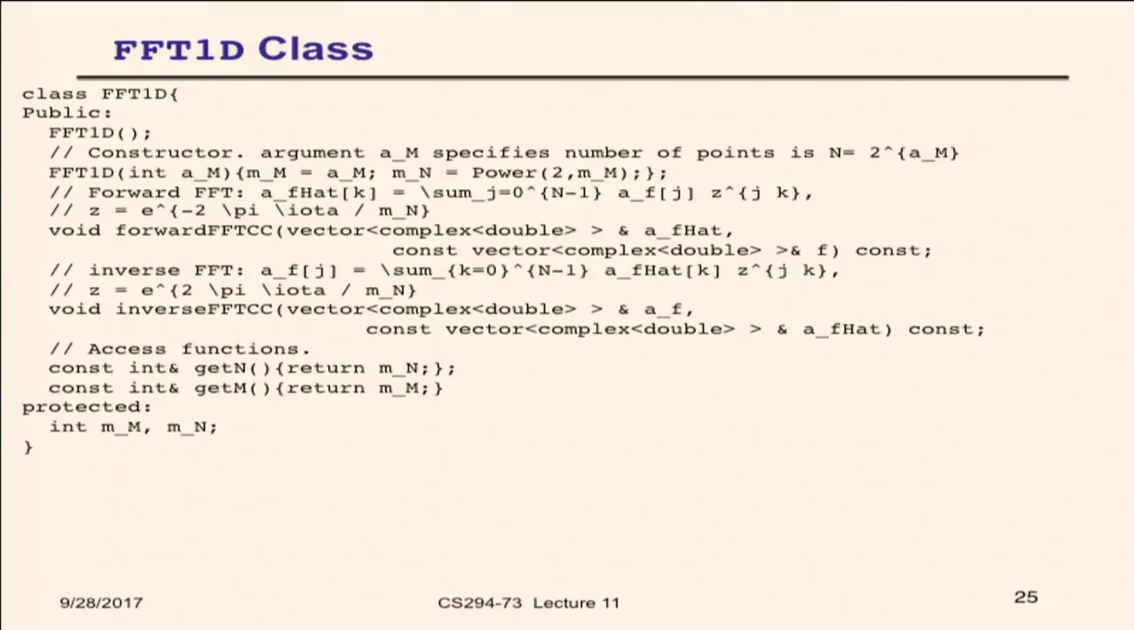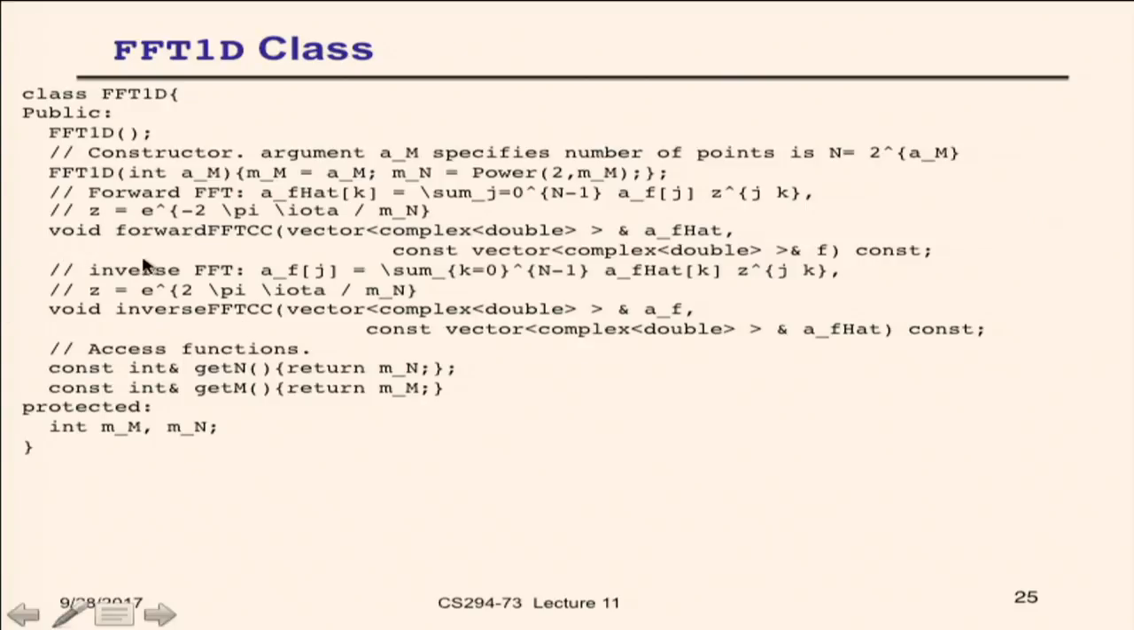Okay, so now I'm going to spend the next 15 minutes talking a little bit about implementation issues. So let's say I wanted to define an FFT1D class. What would it look like? So the public interface would be a default constructor. And I wanted to do this now just for powers of 2. So that's what you're going to be doing. I'm not going to ask you to do anything else. The argument a sub m specifies what that power of 2 is. So you have a constructor.